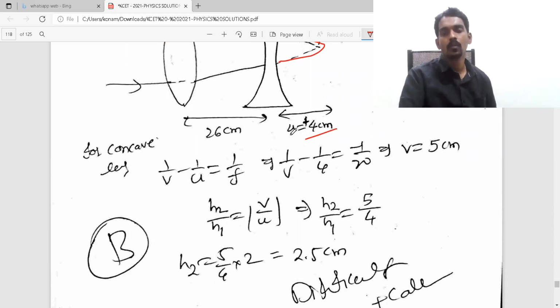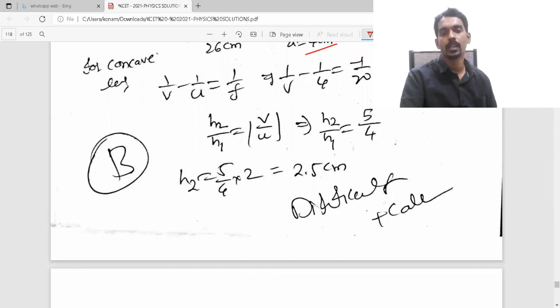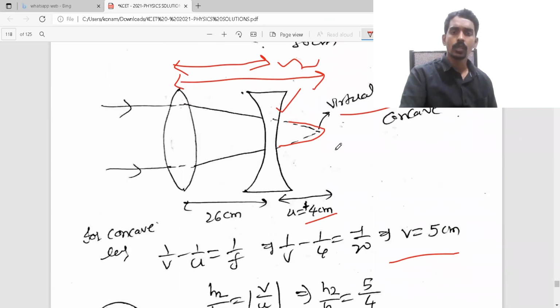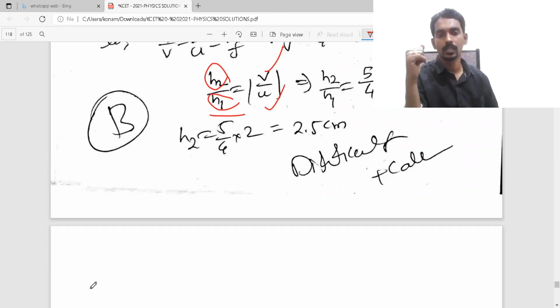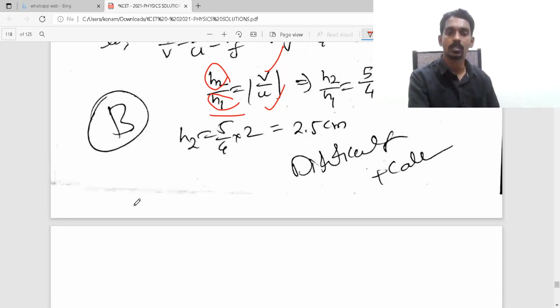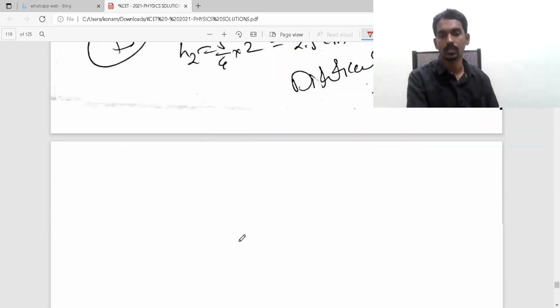So u is given, and the focal length of the concave lens is given. Then find the v value. After that, you take height of image by height of object. Now this virtual object height they have mentioned, and you have to find the final image height, so h2 you have to find. h1 they have given. v you found, u you found, then substitute. It is conceptual, logical, calculation and formula based, so it's not an easy question, not a direct question.